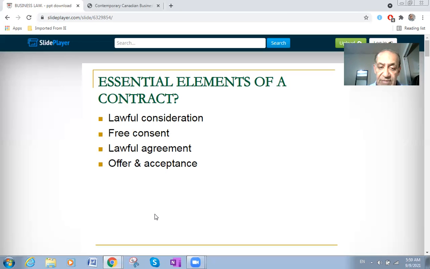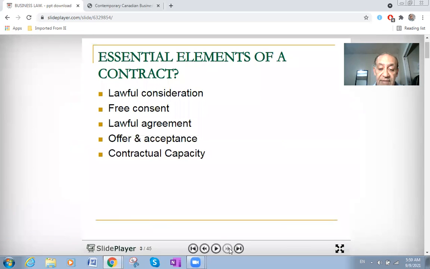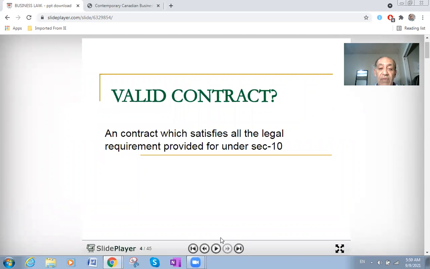Okay, so contractual capacity. There is a capacity for it, and it's like a contract between the two parties. Then after that, we'll go to valid contracts. A valid contract satisfies all the legal requirements provided under Section 10.